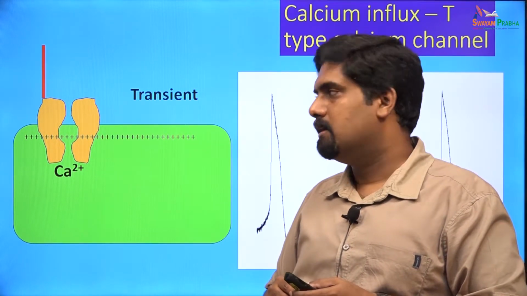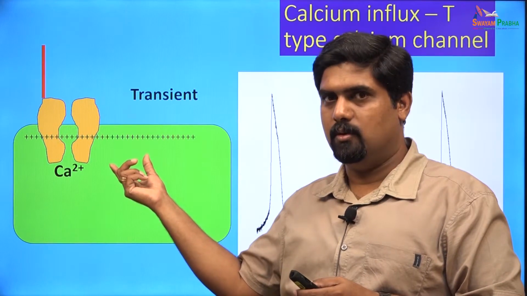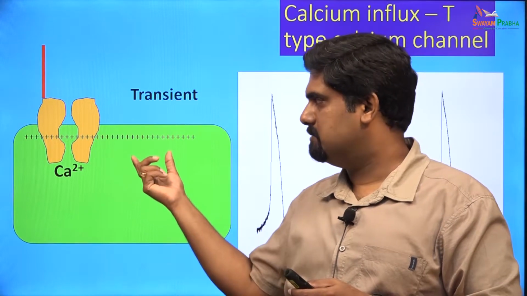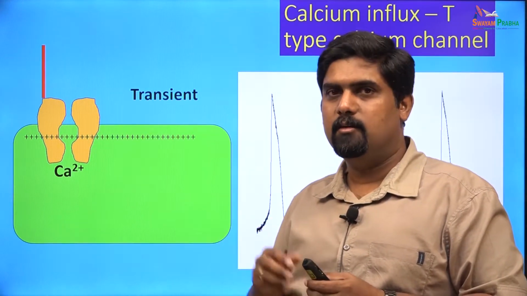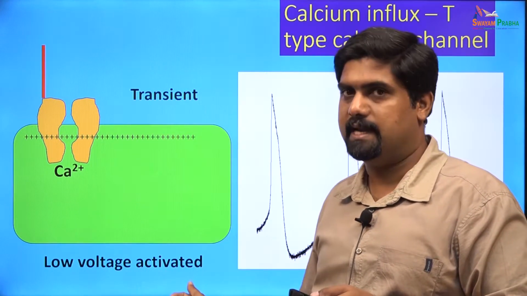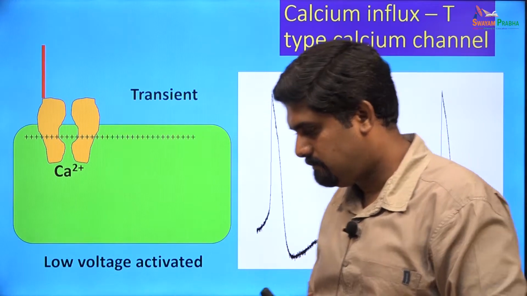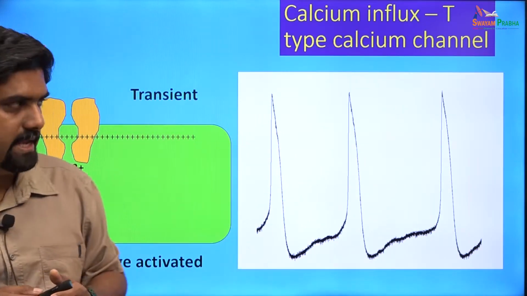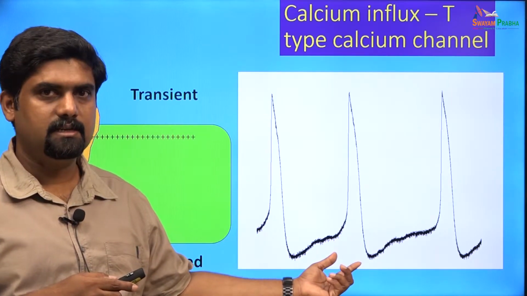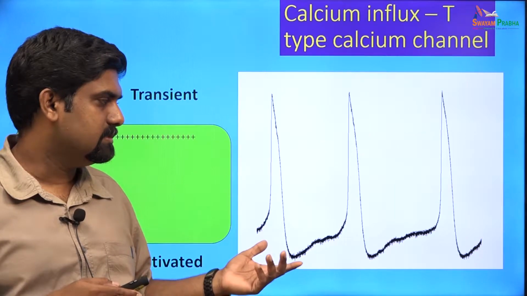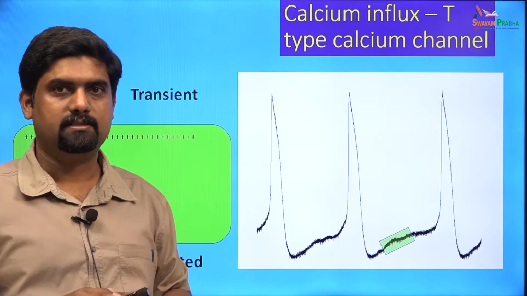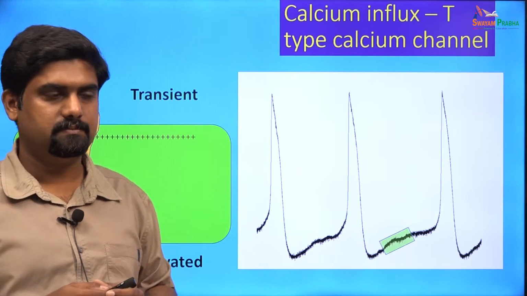Now these channels are also opened with depolarization like the L-type calcium channels, but compared to the L-type calcium channels, these channels are opened at a more negative membrane potential, and therefore these channels are also known as low voltage activated calcium channels. Now these calcium channels are present on the SA node of the heart. This is the SA nodal action potential, and these calcium channels are responsible for calcium entry during the early phase of the diastolic depolarization of the pacemaker potential.